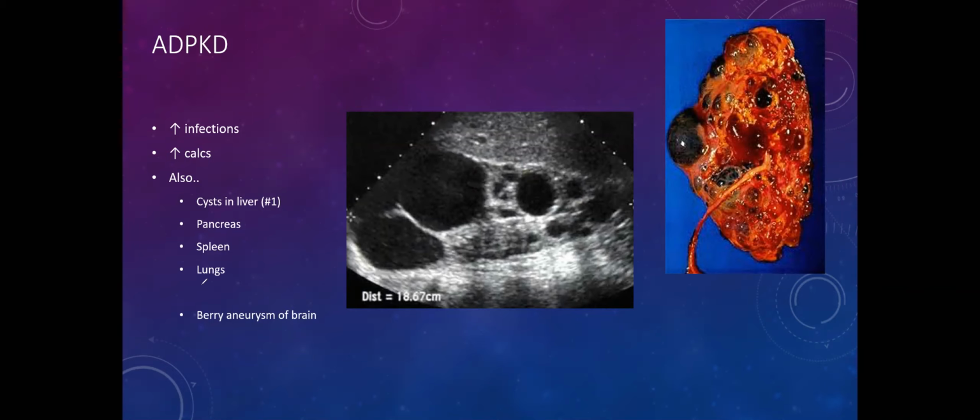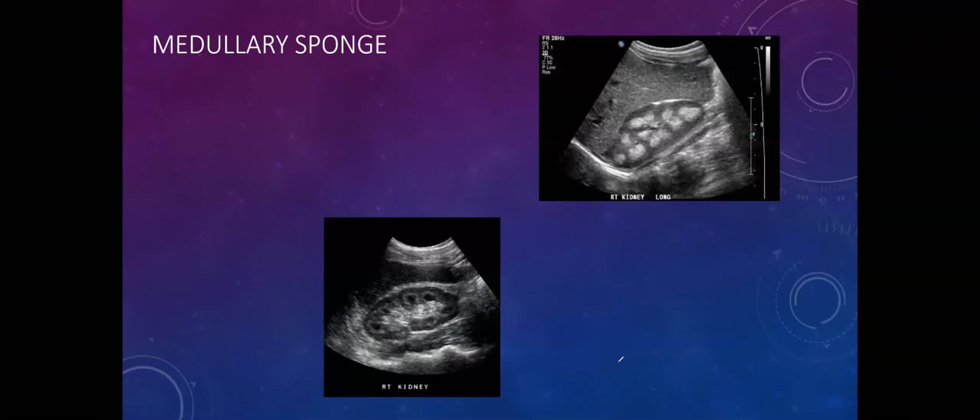The other thing I could add to this is an increased incidence of renal cell carcinoma, interestingly enough, but we'll get to that today as well. And we mentioned medullary sponge the other day as well. It's a benign cystic dilation of the collecting ducts.